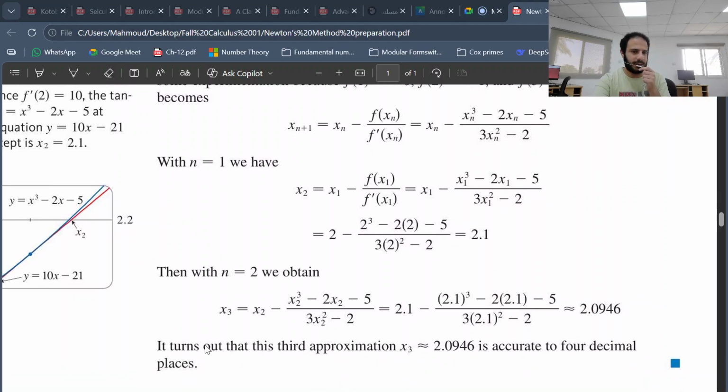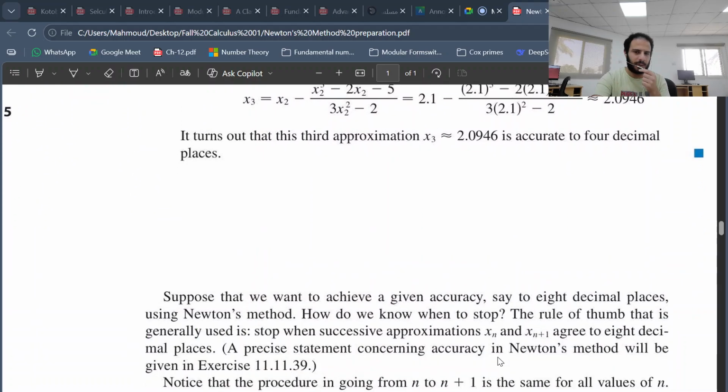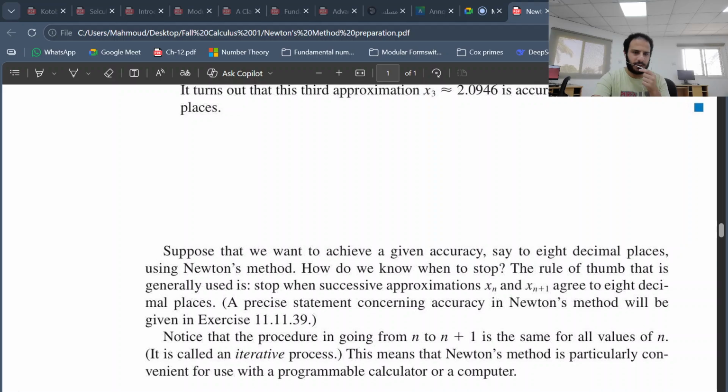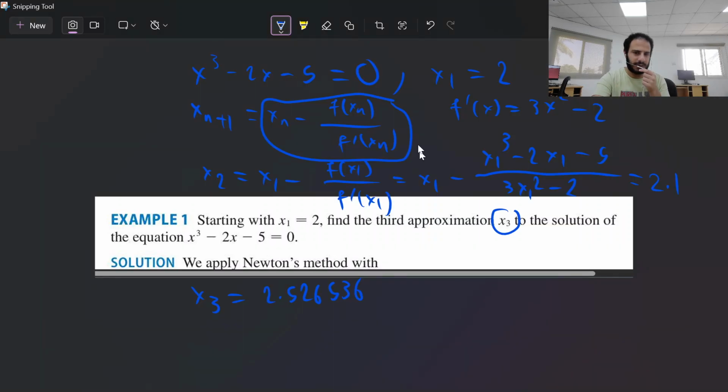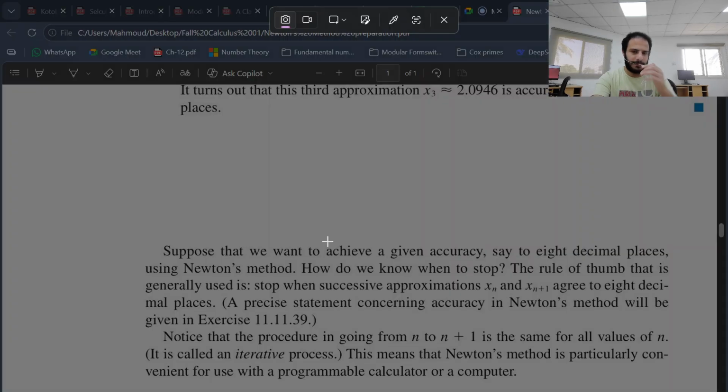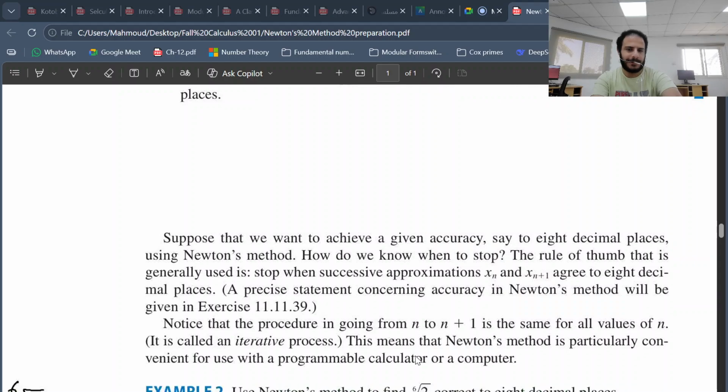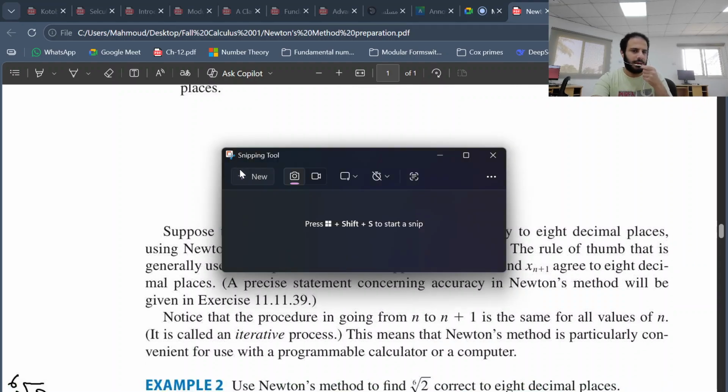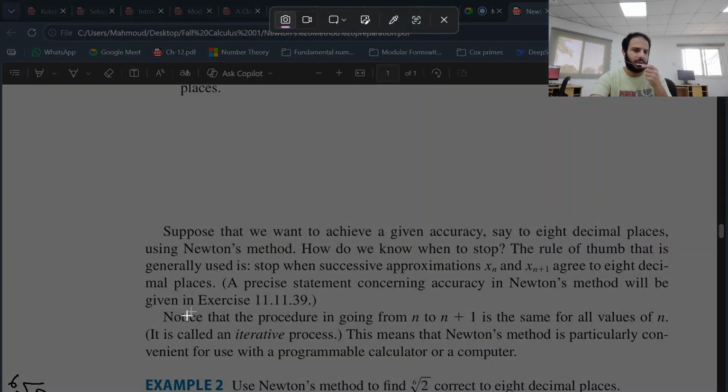Now it turns out that this third approximation x3, that is nearly 2.0946, is accurate to 4 decimal places. Here you know that it's accurate for 4 decimal places by calculating the exact value. But here, the next example, there is something important that I need to explain to you. See here, example 2. Let's solve example 2, and example 2 is very much important because I will explain to you how to find the function, if you don't have it, and how to find x1. Okay.